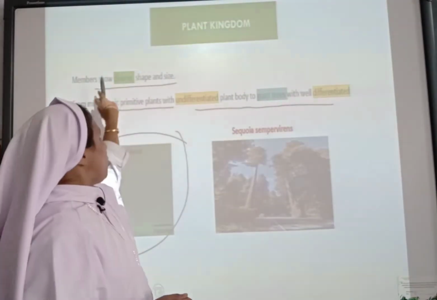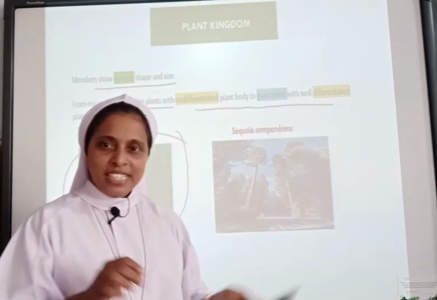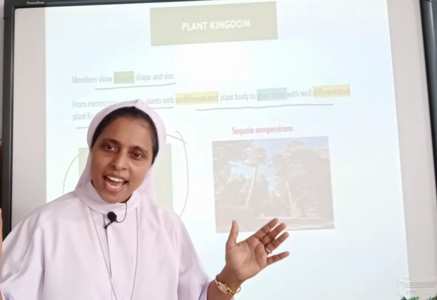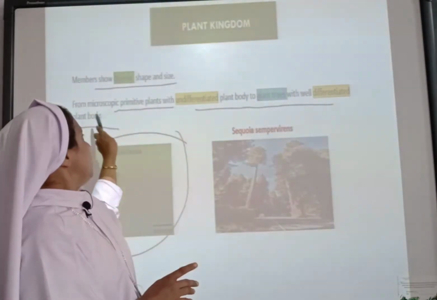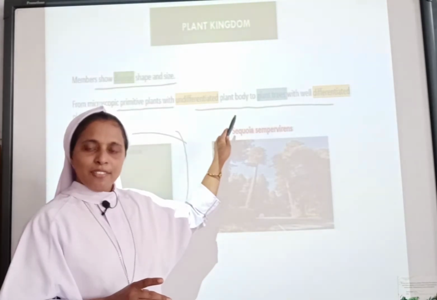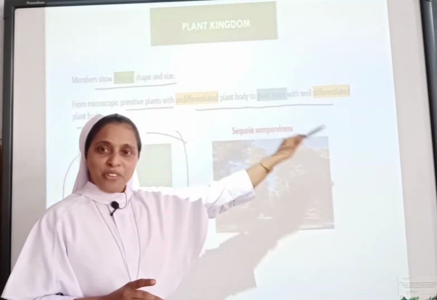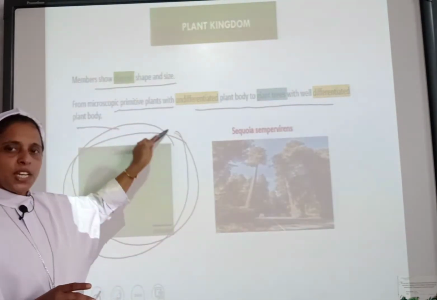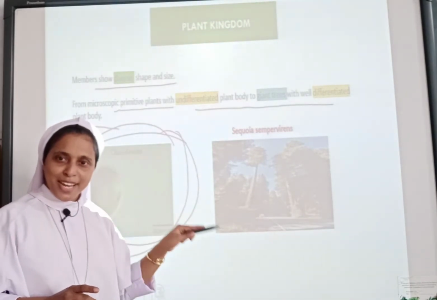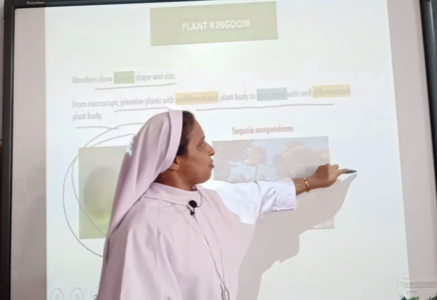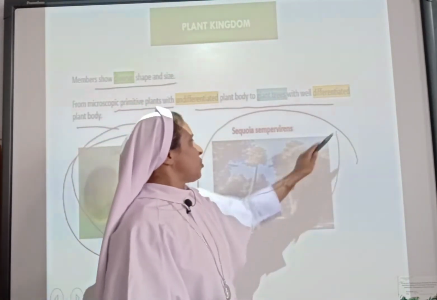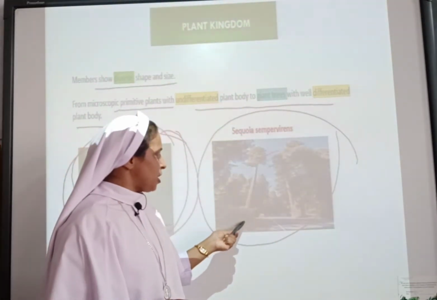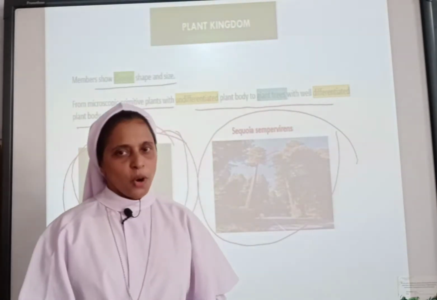So these are the two points we have discussed, the special features of the plant kingdom. Kingdom Plantae is diverse in size and shape, from microscopic primitive plants with an undifferentiated body, which is not differentiated into typical stem, leaf, and roots, to well differentiated plants like a tree, which is differentiated into stem, leaf, root, and so on. Hope it is clear to you.